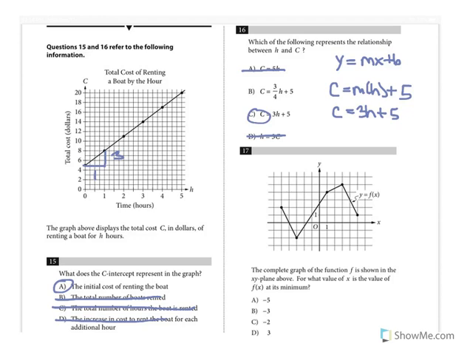The complete graph of the function f is shown in the xy plane above. For what value of x is the value of f of x at its minimum? So that means we're looking for the minimum value. This is our minimum value. That's where f of x, or where y, is at its minimum. So what is the x value right there? So we just need to read off of our graph, -1, -2, that is -3. Very simple, just reading that graph there.